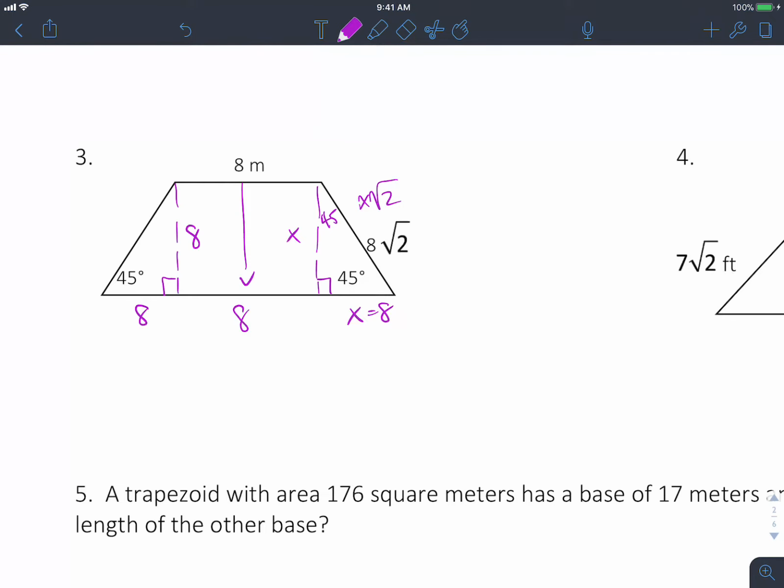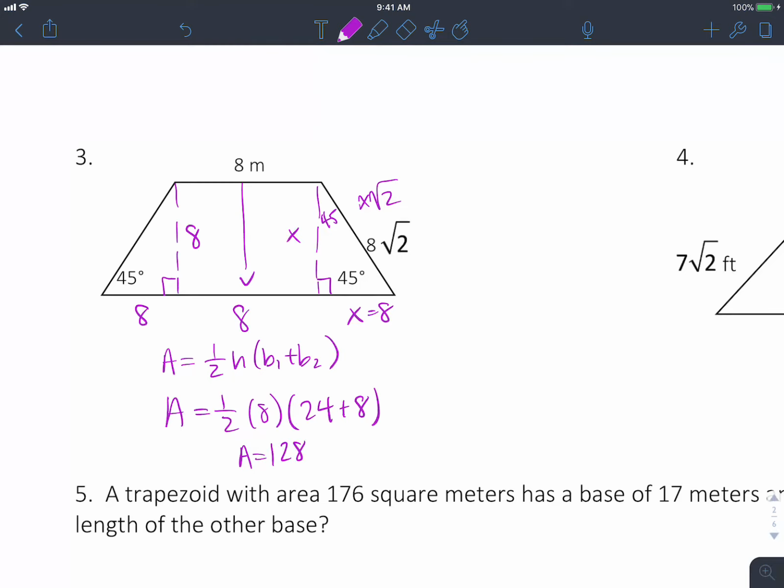So that means we're going to have, again, 1/2 height times base 1 plus base 2. Our height is 8. Our base 1 is 24. And our base 2 is 8. Lots of 8s in this one. So our area comes out to be 128.